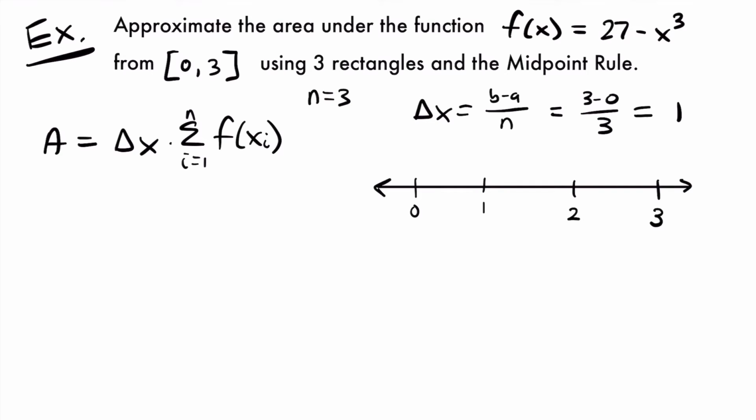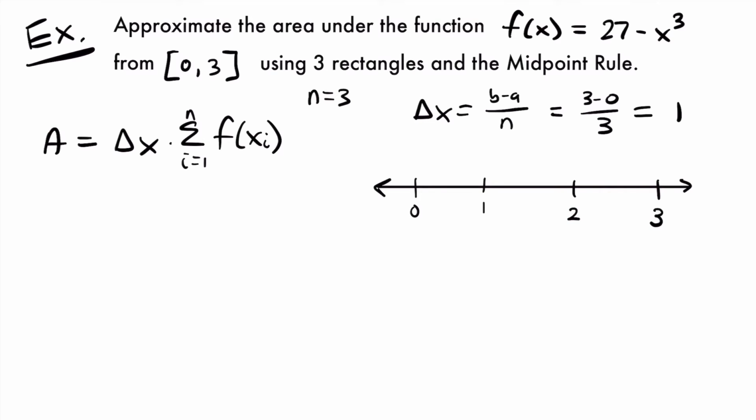All right, and so now that we have our 3 subintervals where our rectangles would be, right, if this was the x-axis of our graph, we would have a rectangle here between 0 and 1, then we would have a second rectangle between 1 and 2, and a third rectangle between 2 and 3.